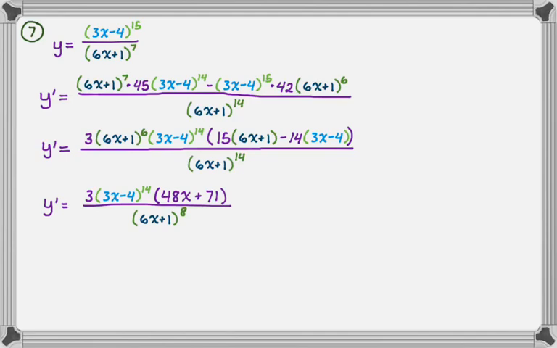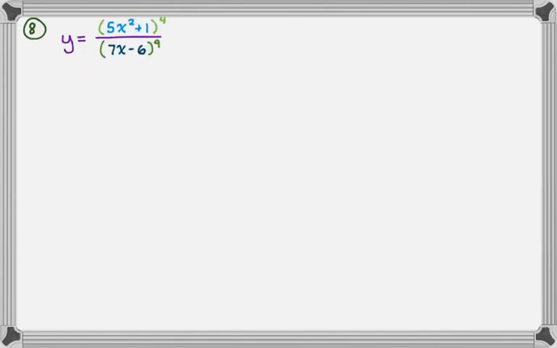Okay, let's do another one that looks kind of like the quotient rule. So here we go. So we have y equals the quantity 5x squared plus 1 to the 4th over the quantity 7x minus 6 to the 9th. I feel like I read that numerator very strangely, but what are you going to do? All right, let's do this. So it's bottom derivative of the top minus top derivative of the bottom all over the bottom squared. Going to be a bunch of chain rule and some factoring and some canceling, just like the last one.